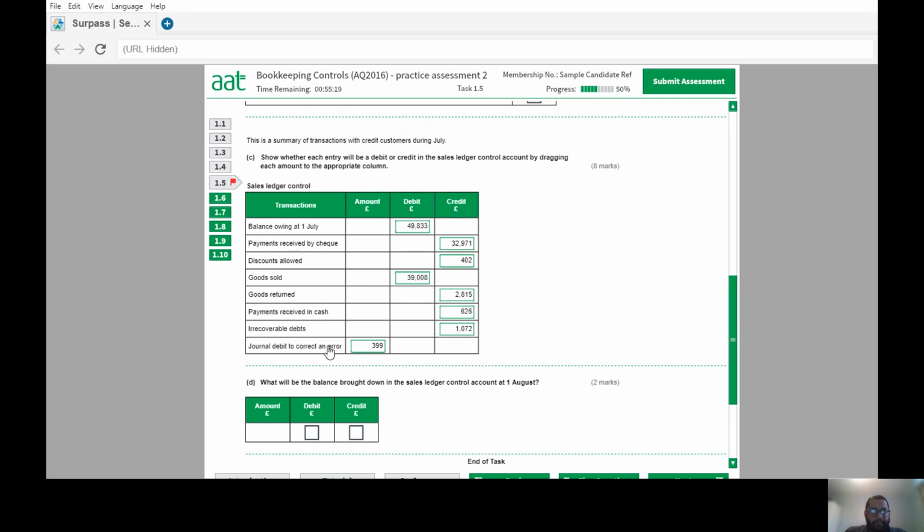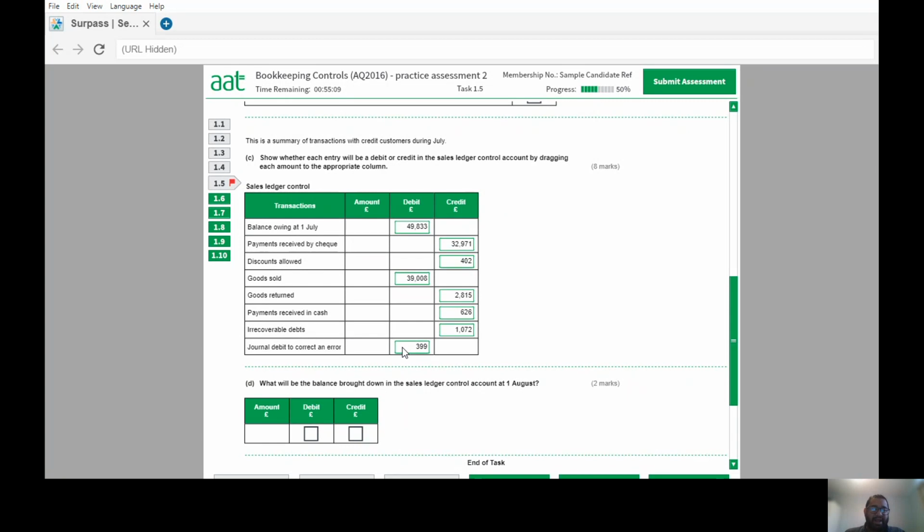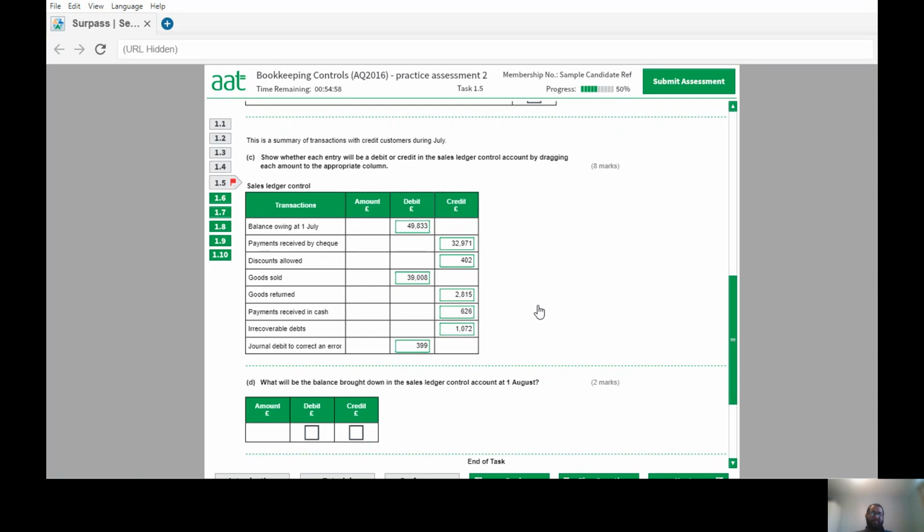Okay. Journal debit to correct an error. Okay, so if there is a journal debit to correct an error, the entry has to be on the debit side as well. So remember, when there's an error, you're correcting it. If they say journal debit, you need to make sure the relevant entry also goes on the debit side of that relevant account.